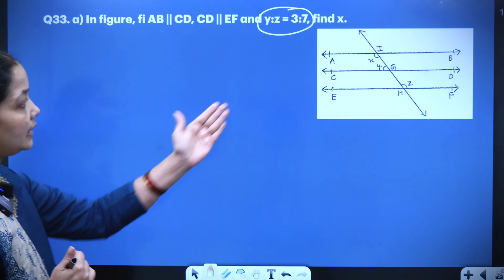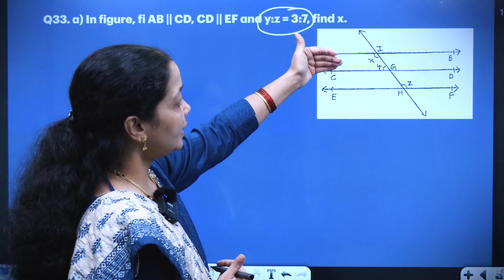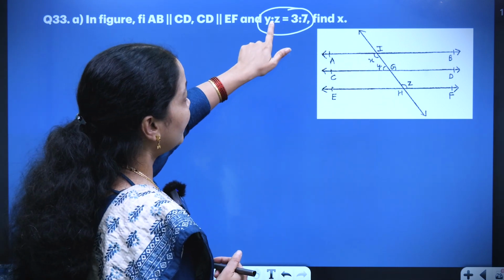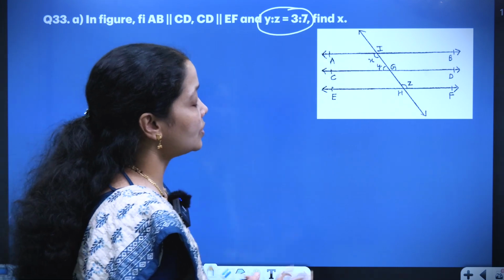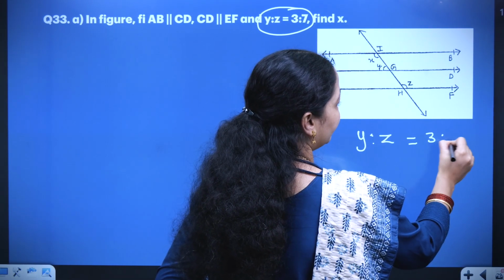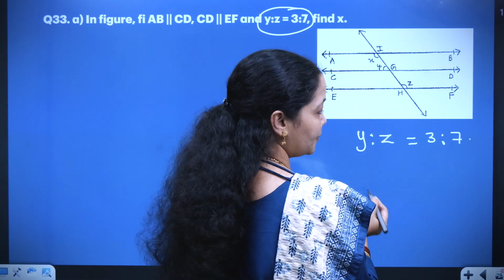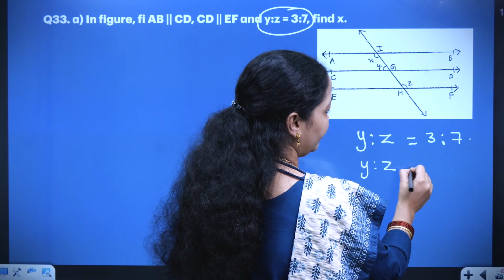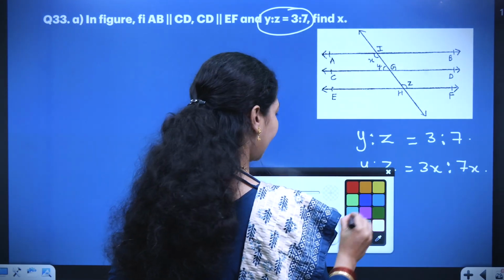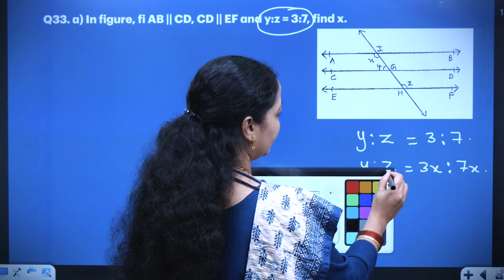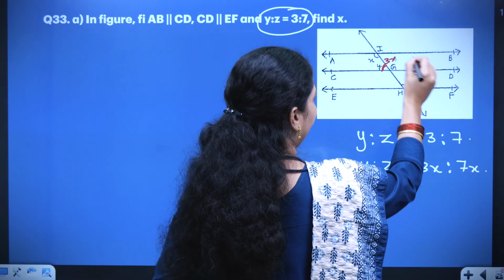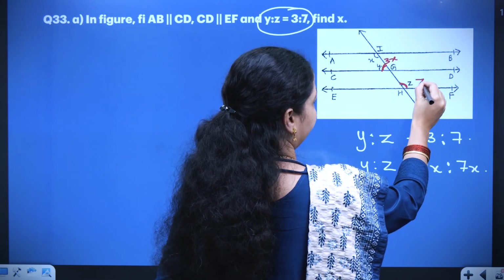So in this question, 3 lines are there. AB is parallel to CD, CD is parallel to EF. That means all 3 lines are parallel to each other. There is a ratio provided to me. Y is to Z is 3:7. Let the ratio be in terms of x. So y is to z will be equal to 3x is to 7x. That means my ratio of y is 3x, this becomes 3x and this becomes 7x.